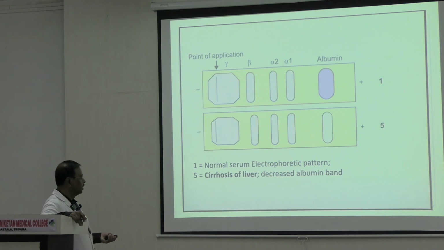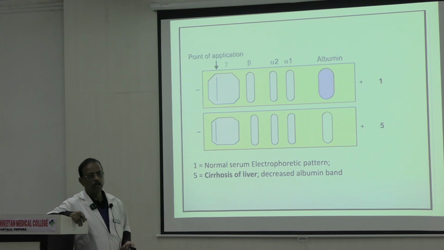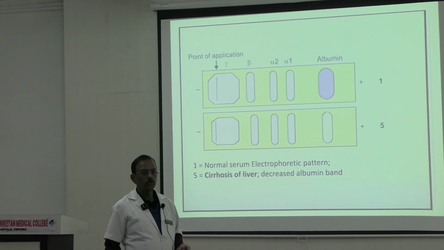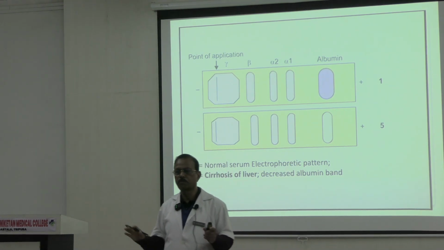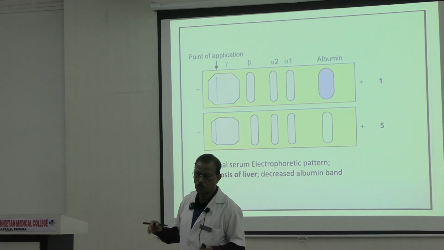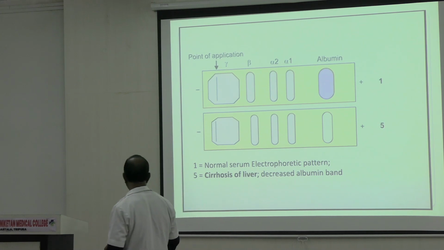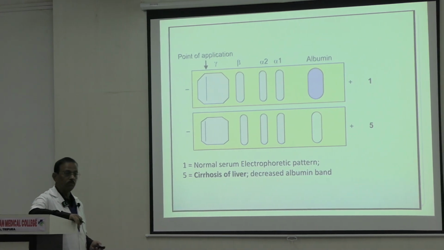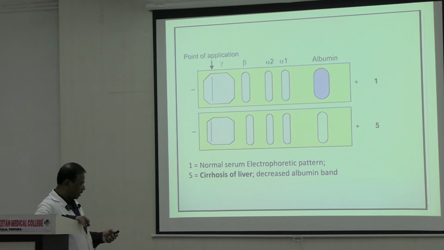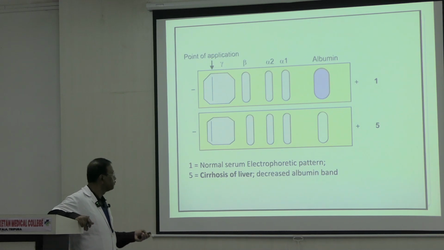Now this is cirrhosis of liver. I told you all the proteins are formed in the liver except immunoglobulin. So in cirrhosis of liver, liver function is severely distorted, it has come down. So there will be less protein synthesis, so albumin has come down. In cirrhosis of liver, a decreased albumin band will be there.